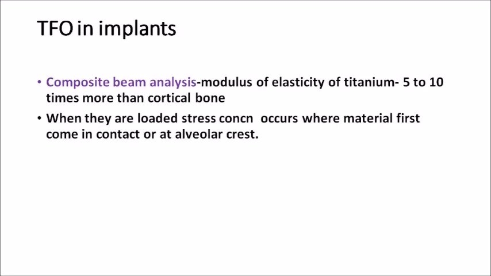Coming to the last slide, TFO in implants, we have done the composite beam analysis, and we found the modulus of elasticity of titanium is 5 to 10 times more than the cortical bone. And when there is a stress concentration occurring due to trauma from occlusion, the concentration of the stress occurs where the material first comes in contact. Where the implant first comes in contact is the alveolar bone crest, right? So the alveolar bone crest is going to get affected. Because of this, it is going to be lost. The alveolar crest is the portion which will be lost first.